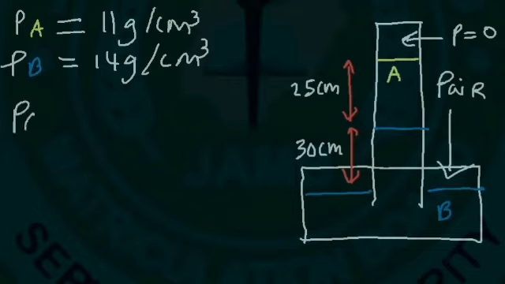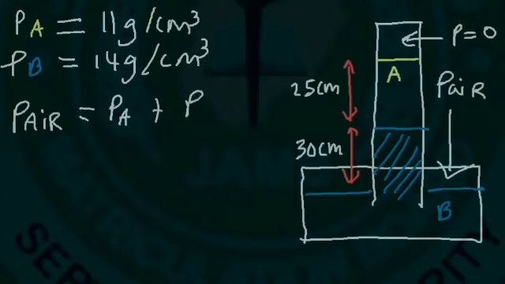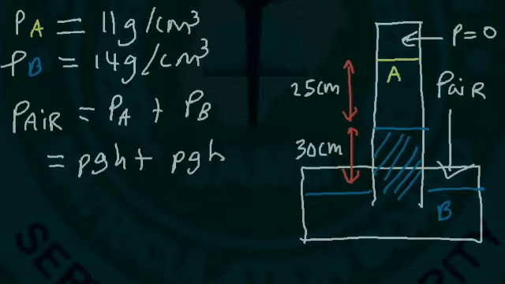So the atmospheric pressure is the sum of the gauge pressure for fluid B, which represents or is associated with the weight of that column, plus the gauge pressure of fluid A. So it's going to be PA plus PB. The gauge pressure for fluid A is the density of fluid A times the gravity times the height. And for fluid B is simply ρgh as well.